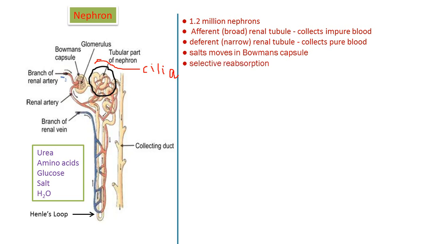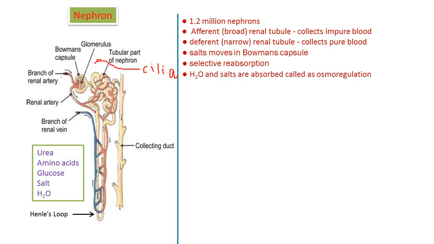The tubular part of the nephron undergoes selective reabsorption. In selective reabsorption, what does it absorb? Only amino acids and glucose. We call it reabsorption. It is absorbing them and passing them to the blood.